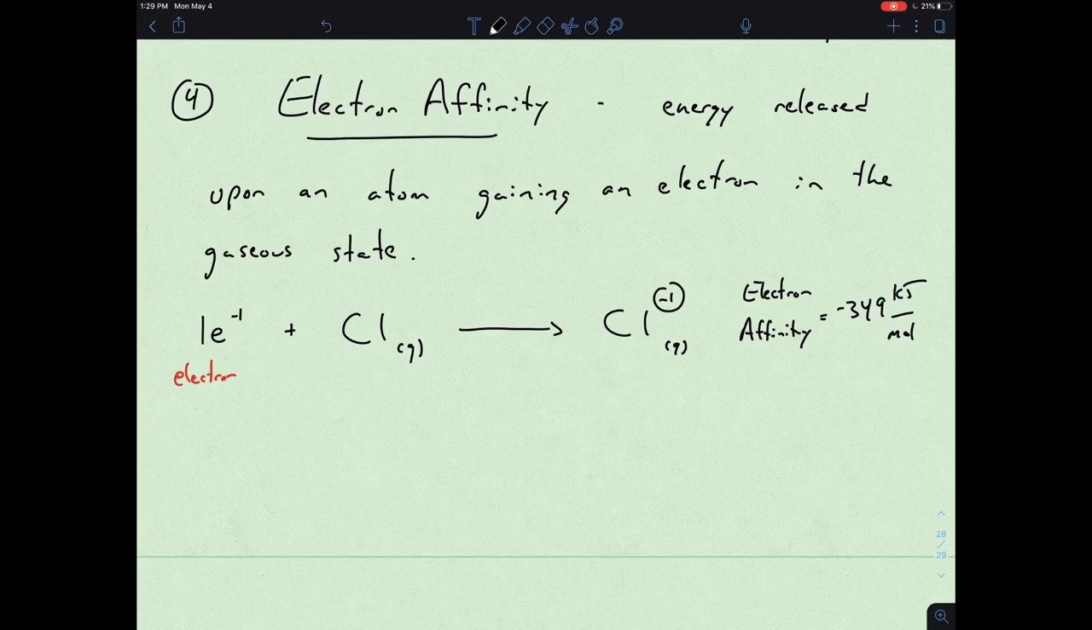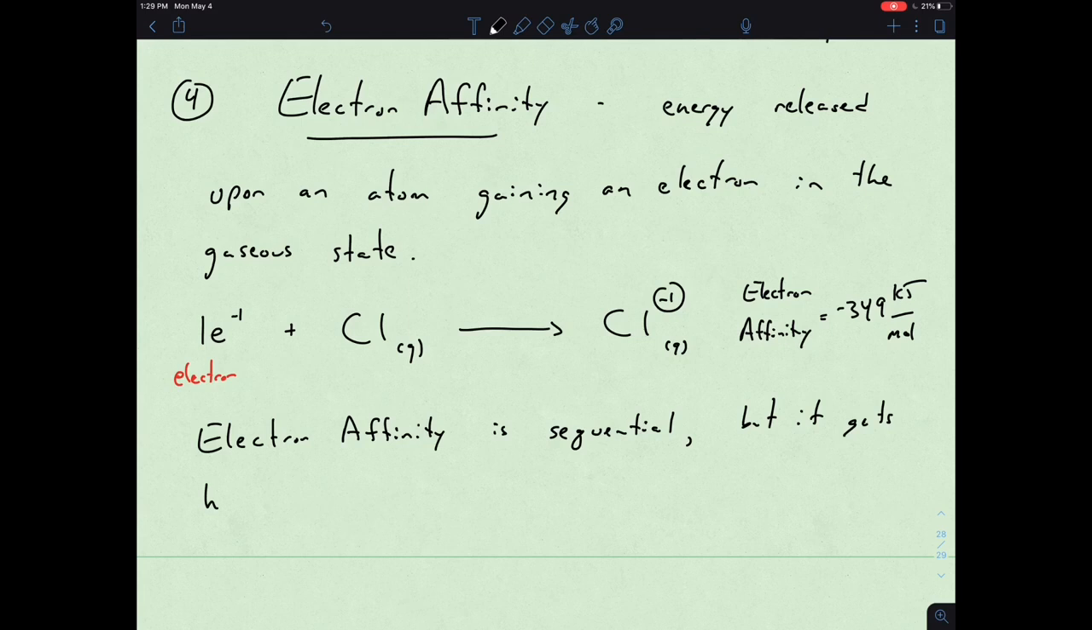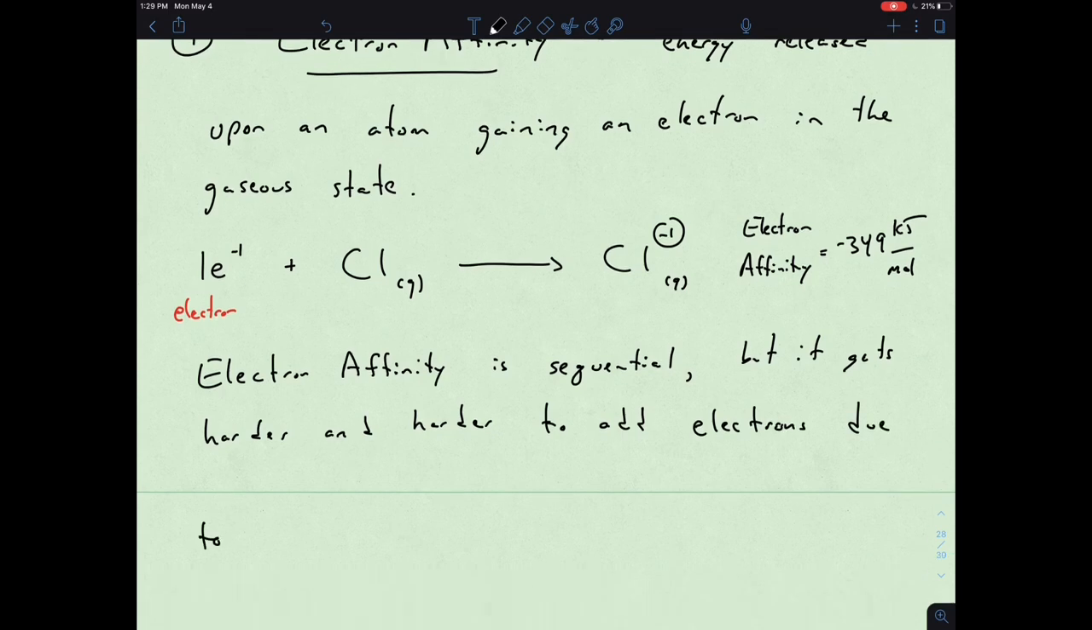And so with electron affinity, it's kind of the same in a couple cases. Electron affinity is sequential. But it gets harder and harder to add electrons, due to negative repulsive features of electrons, right? It's inherent to them. So it's harder and harder to add electrons.